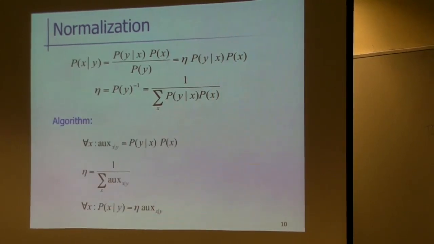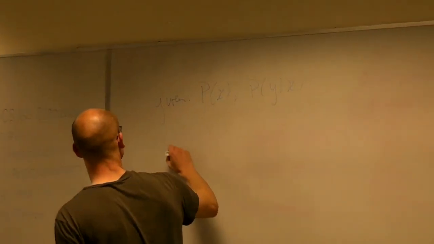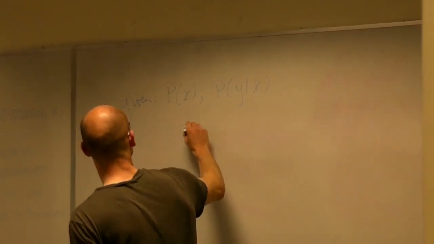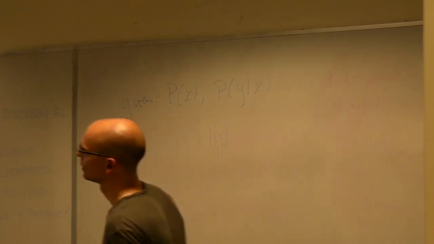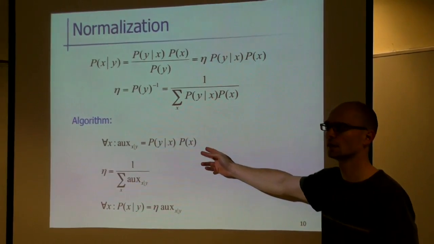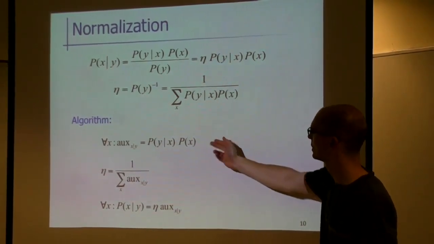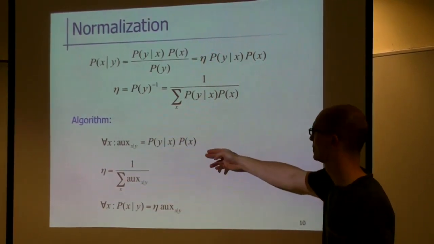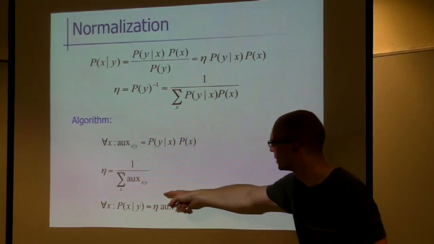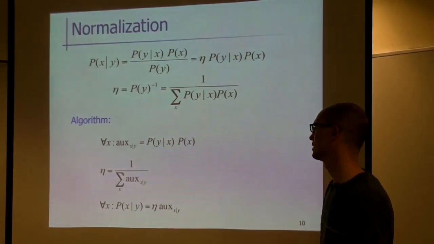How do you do this in practice? Typically what you're given, let's be very explicit, you're given p(x) and p(y given x), and you want to find p(x given y). The practical way of doing this, to use this formula, would be you first look at all x, and you essentially compute the joint probability of x and y. Once you have the joint probability of x and y, you don't have the conditional of x given y, but all you need to do is now renormalize, and you can renormalize by just summing all of the auxiliary variables you just computed, and then divide by that sum.